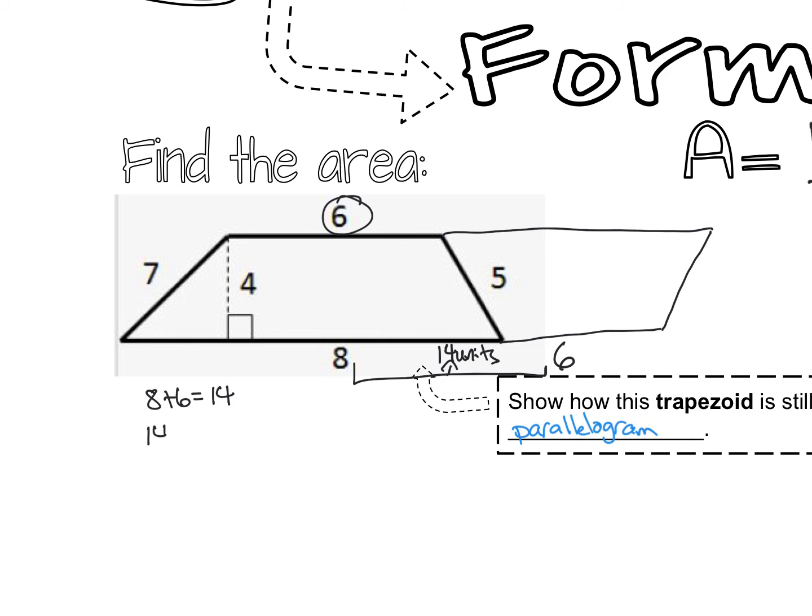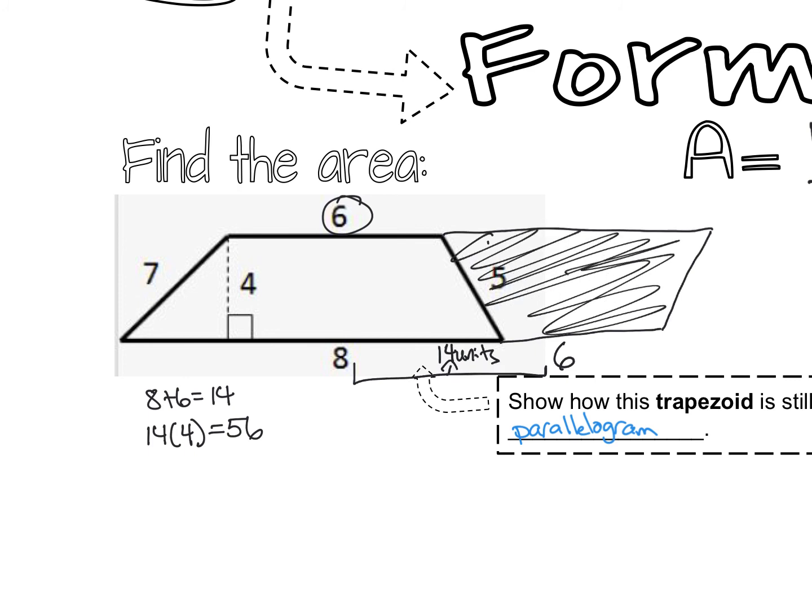We're going to take 14 times 4, which is 56. But because this isn't actually part of our trapezoid that we're trying to find the area of, I'm going to take that 56 and divide it by 2, which gives us 28 units squared for our area.